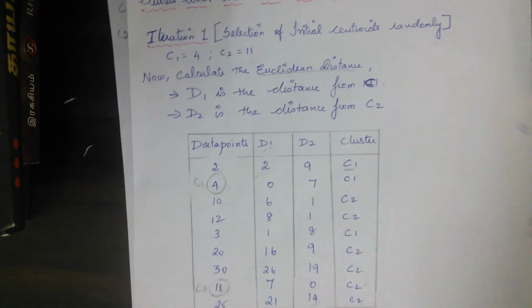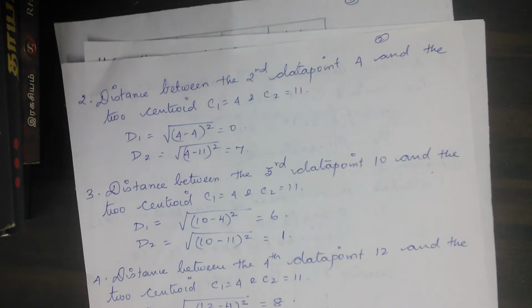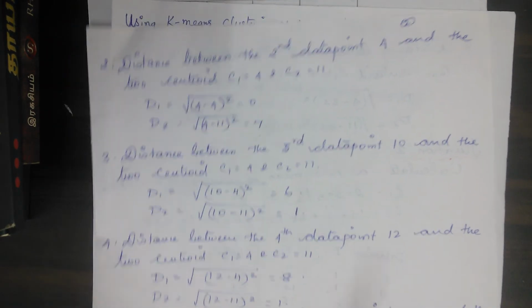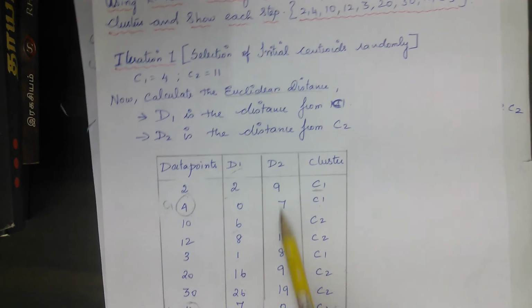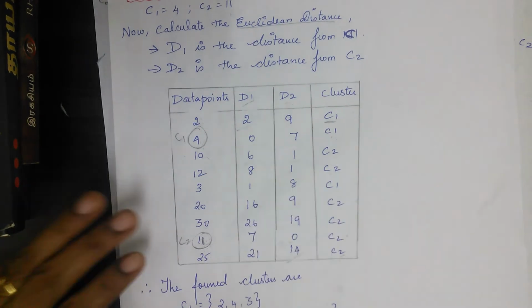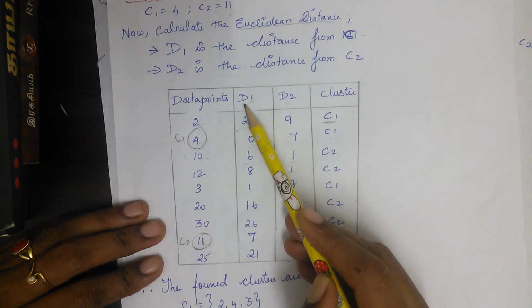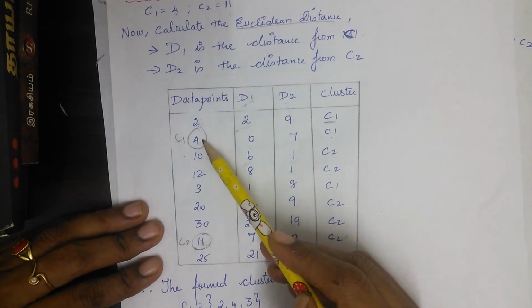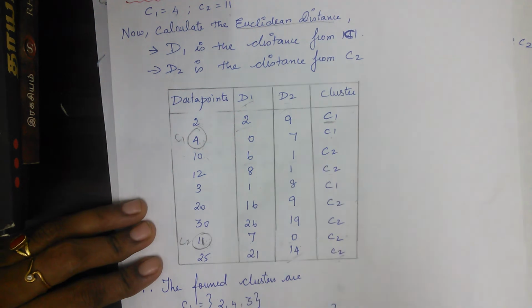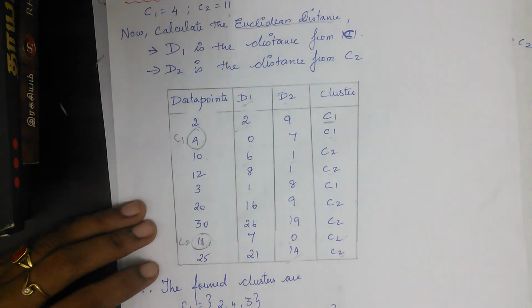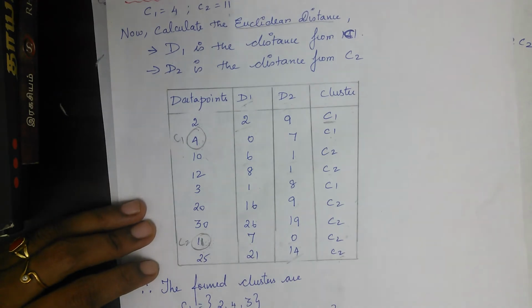So I have calculated for all the data points, and after calculating, I have formed this tabulation. Here, d1 is the distance between the data point and the first centroid, and d2 is the distance between the data point and the second centroid.